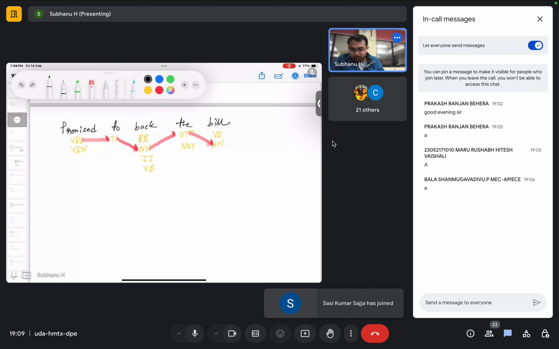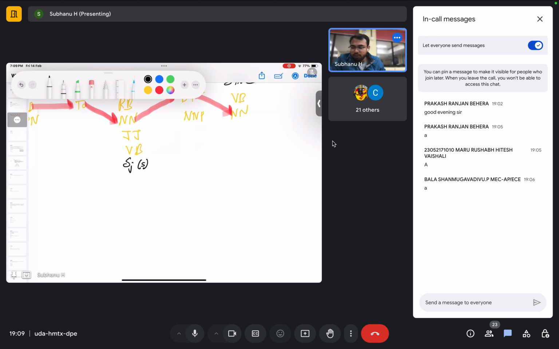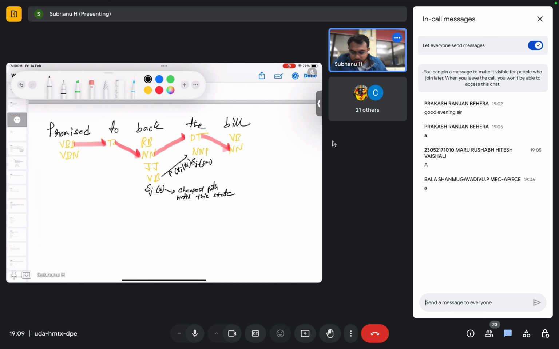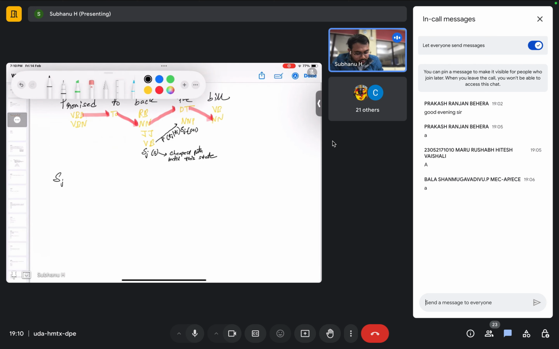So this we called delta j. This delta j is the cheapest path until this state. Now what will be this? This will be delta j of s plus one. This is the state. Now for traveling from this state to this state, you need this transition probability given here. So this is the way. I have shown you the possible ways. Then how do I calculate my delta j of s plus one? It is equal to the maximum over all paths, 1 less than or equal to i, less than or equal to n, of the previous path.